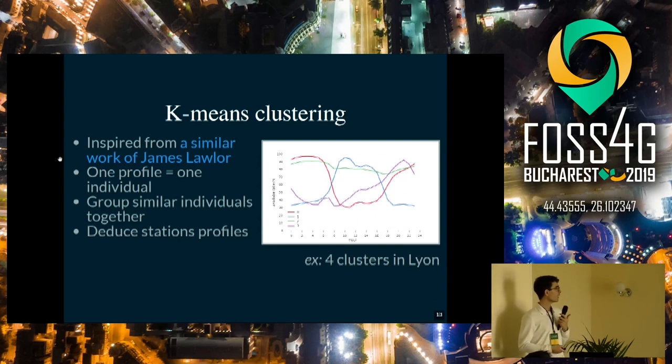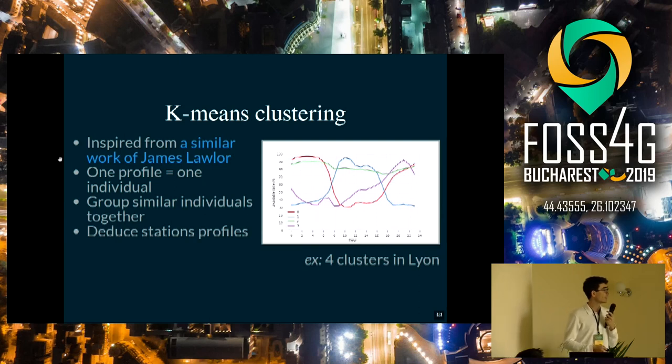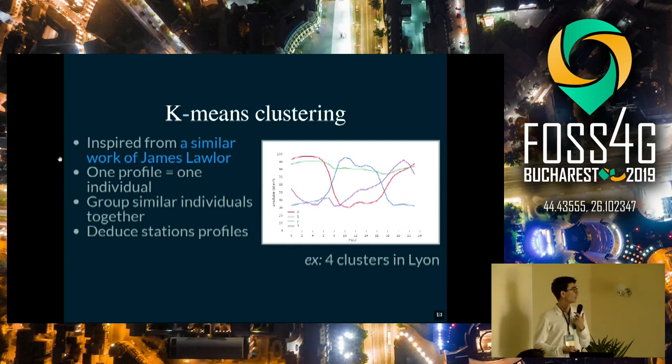The point is that we have a blue cluster that represents stations where a lot of bikes are available during the day. So maybe we can consider that this is for stations close to working places. At the opposite, we have the red cluster, which deals with stations where a lot of bikes are available at night, so maybe close to living places.